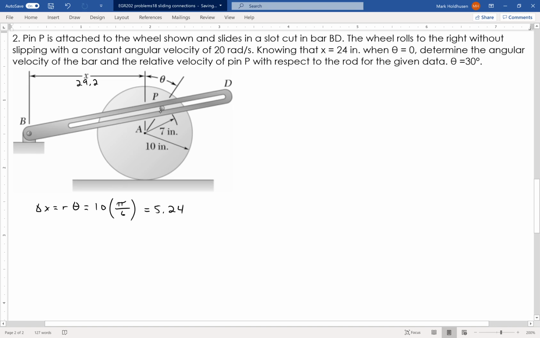Now, the other thing I know is, right, this distance right here, that's 7 inches, okay? And then from trigonometry, knowing that I've moved 30 degrees, 7 cosine of 30 is then 6.06 inches high. Again, what I'm doing here is I'm developing a triangle that I can kind of deal with here, okay?